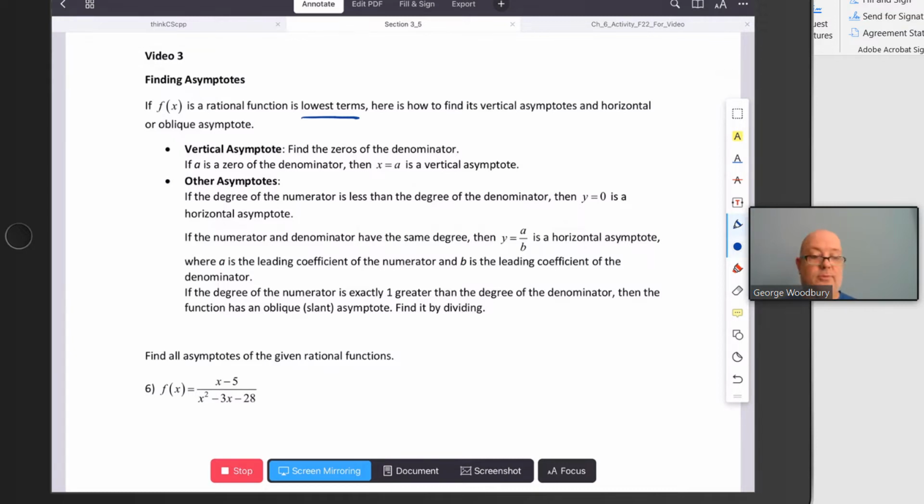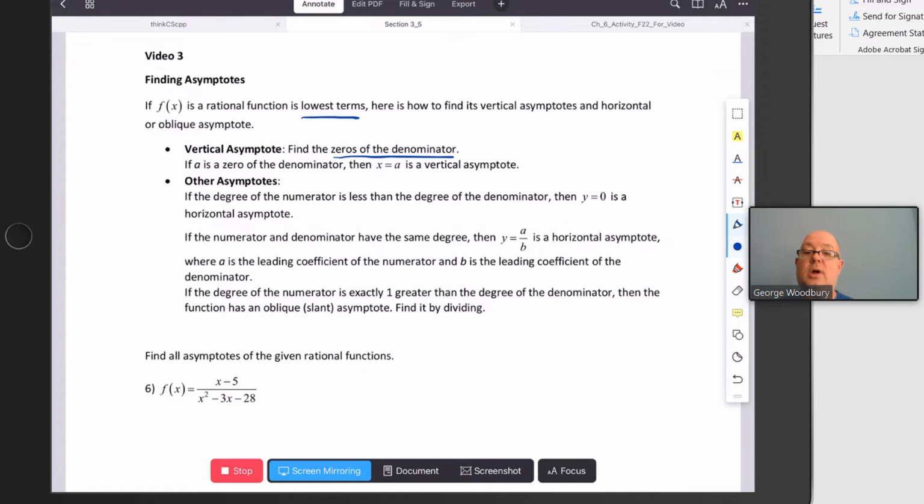For the vertical asymptote, all we have to do is find the zeros of the denominator. If we know that a value is a 0 in the denominator, then x equals that value is a vertical asymptote. So vertical asymptotes we'll look for first, find the zeros of the denominator. Again, assuming that the function's already in lowest terms, meaning its numerator and denominator don't have any factors in common.